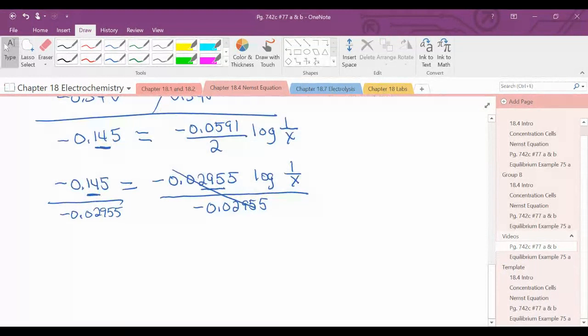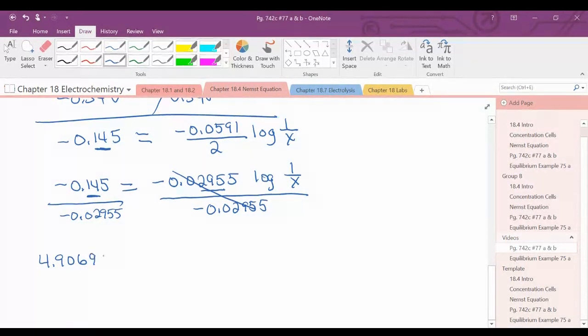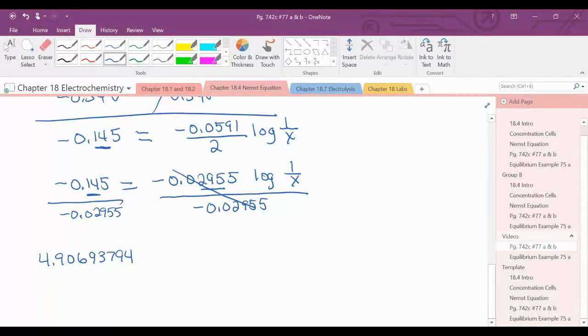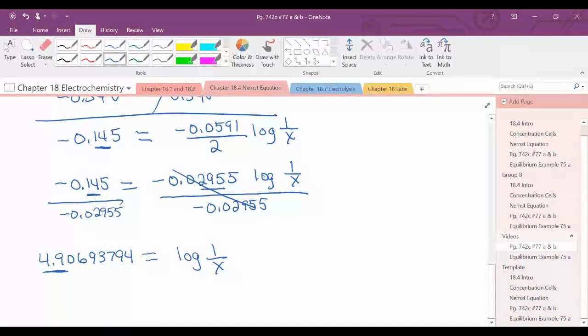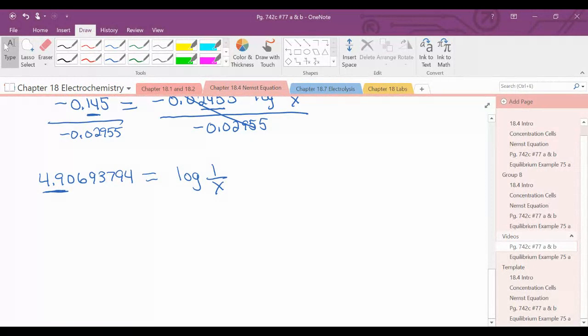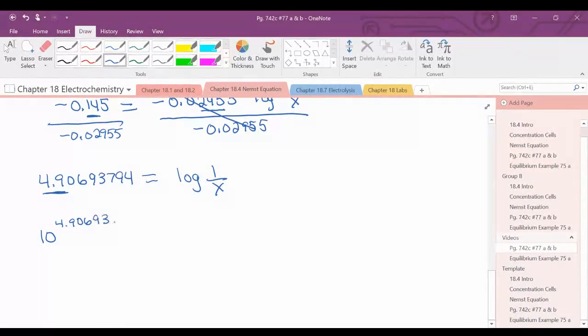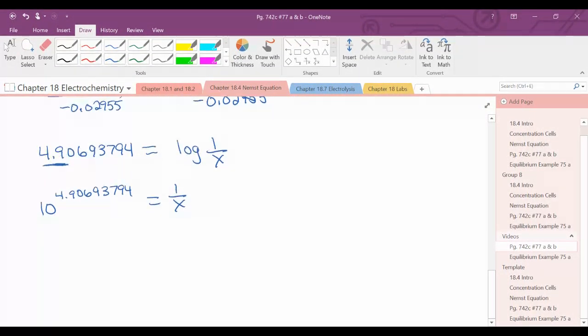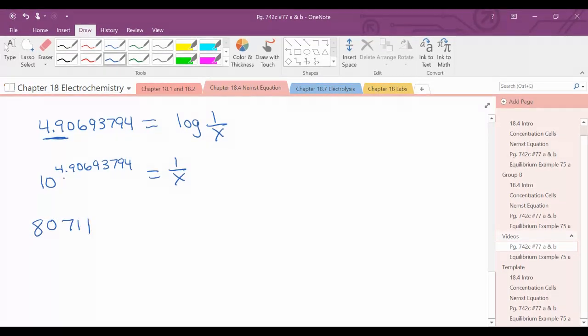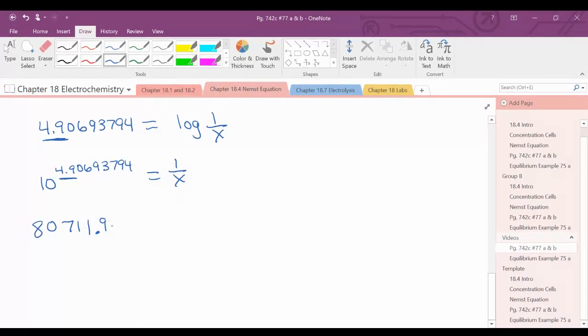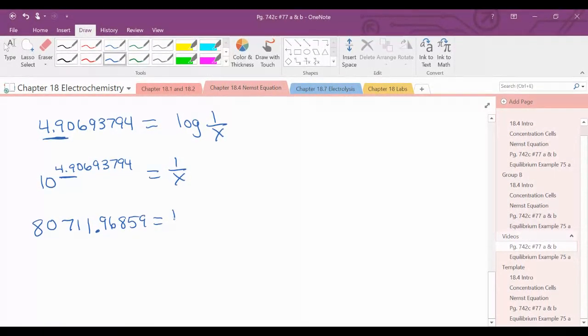That cancels, and I'm at 4.906 93794. I should still have 2 sig figs at this point. That equals log of 1 over x. Next, I'm going to take the inverse of the log. When I do that, it's an exponential. So it would be 10 to the 4.906 93794, which would equal 1 over x. When I find that, it is 80,711. I'm still keeping track. 0.96859 equals 1 over x.